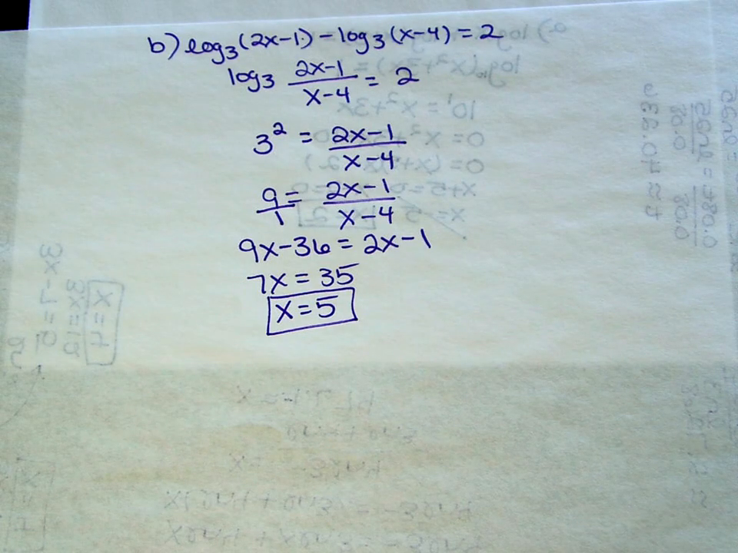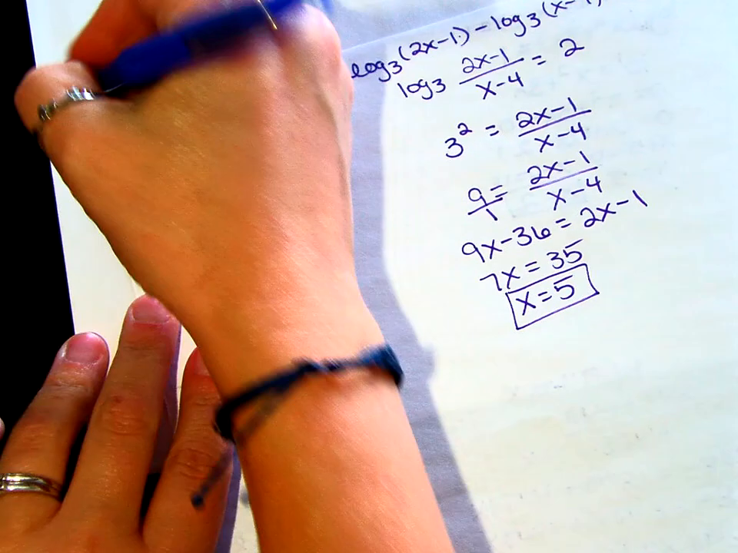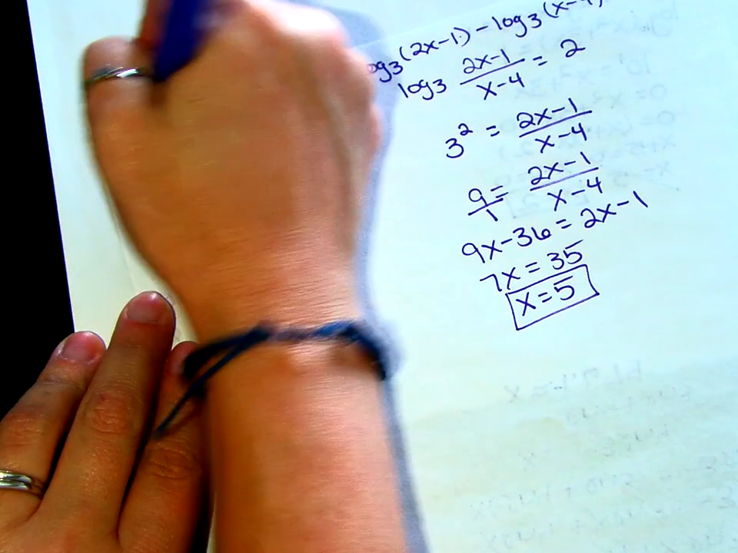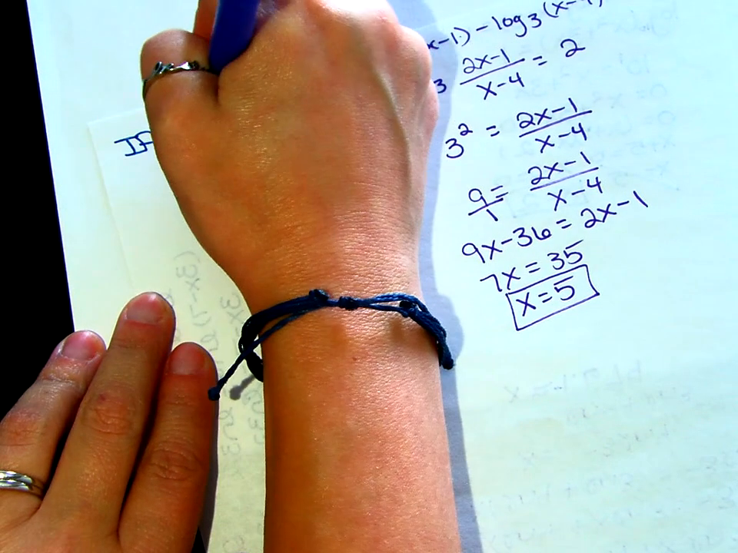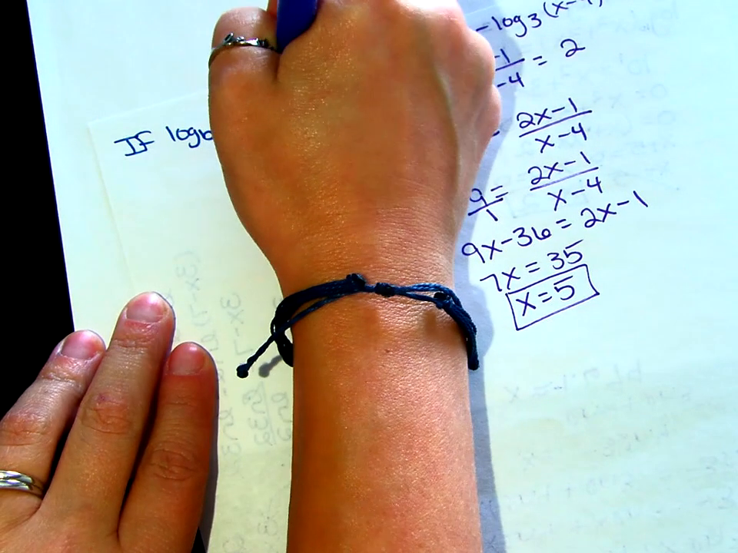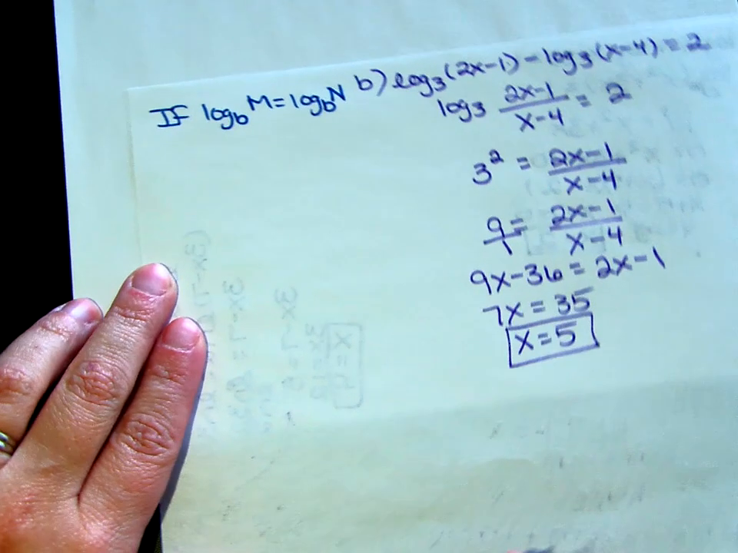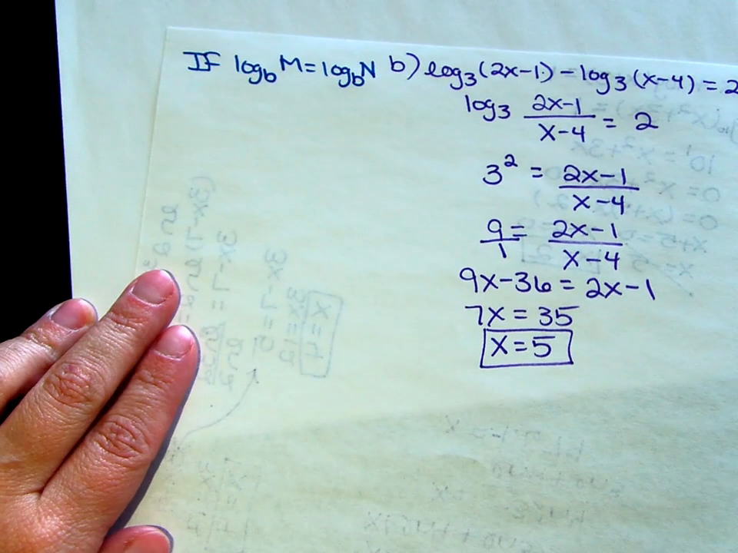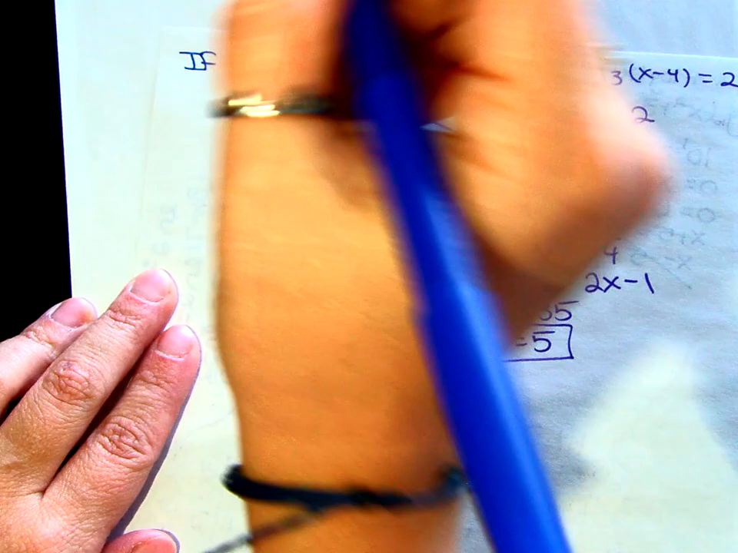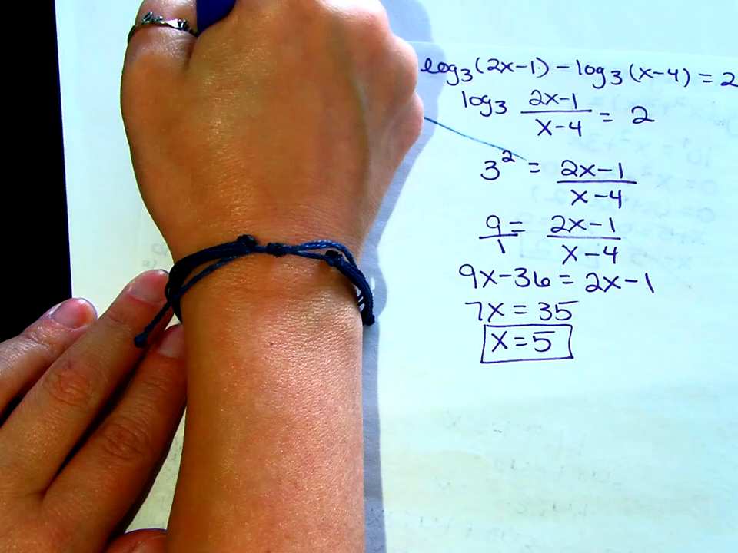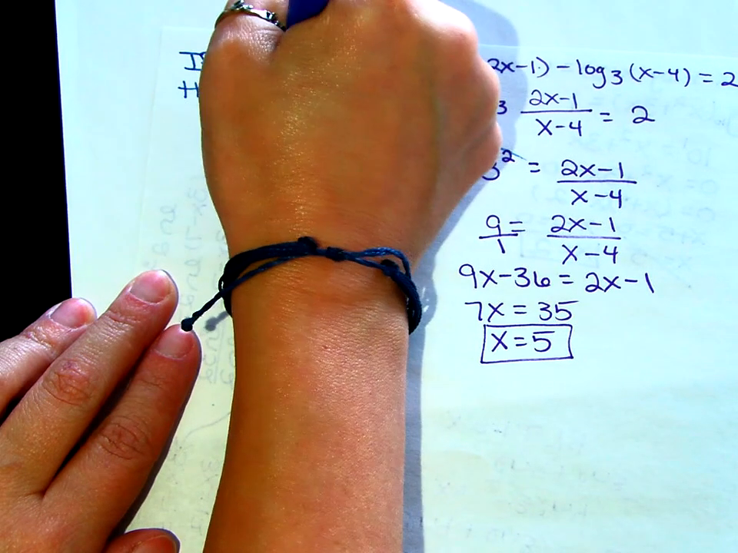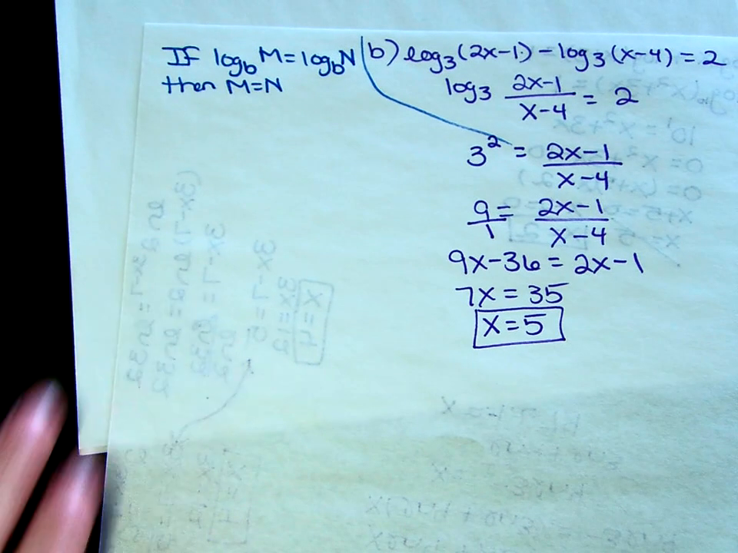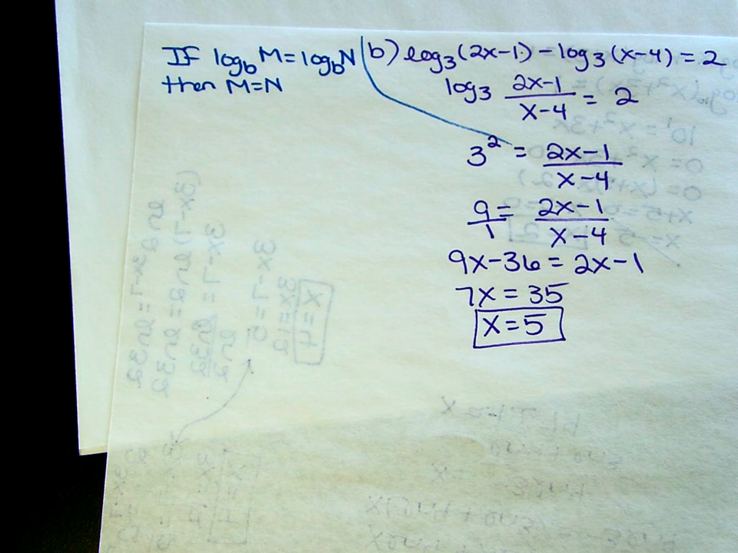And it's if log base b of m equals log base b of n, then m equals n. So if I can set up my equation in such a way that I have a single logarithm on both sides and they have the same base, then I can completely ignore those logarithms and just look at whatever the logarithms are being taken of.